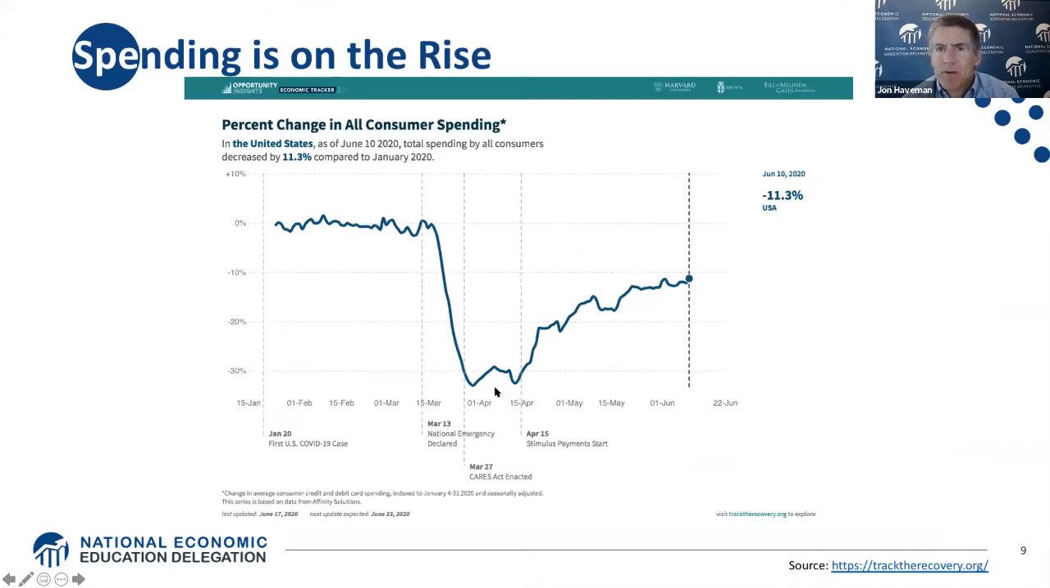And this really shocked me when I first saw it, because it looks like we were only, as a nation, sheltered in place for about 3 weeks. And then we started coming out, and now we're just down 11% on June 10. We've probably crept up a little bit since June 10, but this is the latest data available. We have come back very significantly. And that's not because shelter in place has been lifted everywhere. It started much earlier than that. So spending's on the rise.